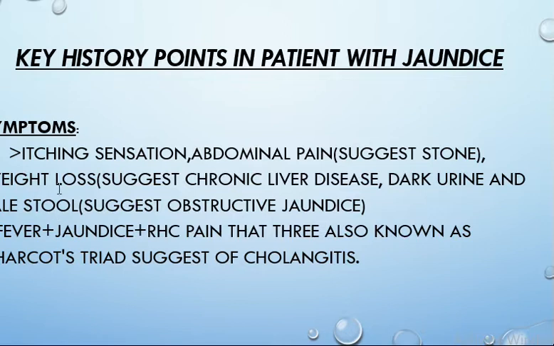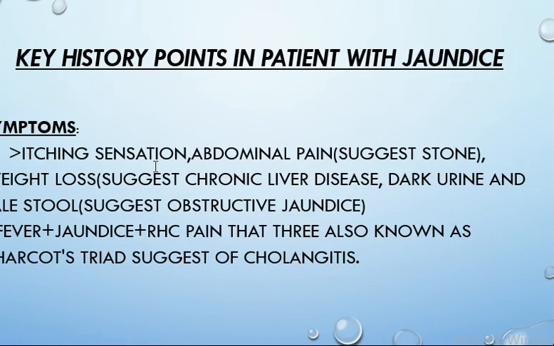And if there is weight loss, chronic weight loss of more than 2 to 3 months, it is suggestive of chronic liver disease. And if there is dark urine and pale stool, they suggest what? Obstructive jaundice. So weight loss is suggestive of chronic liver disease. If a patient complains of fever, jaundice and right hypochondriac pain, that is also known as Charcot's triad, suggestive of what? Cholangitis.